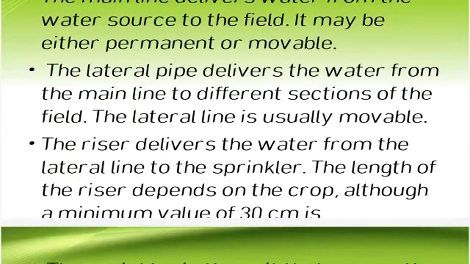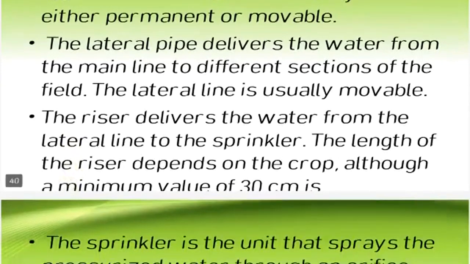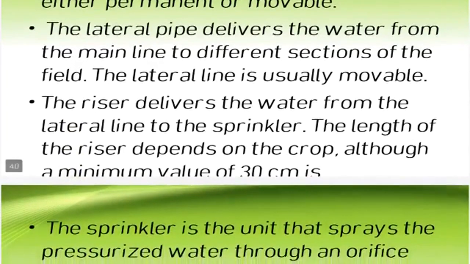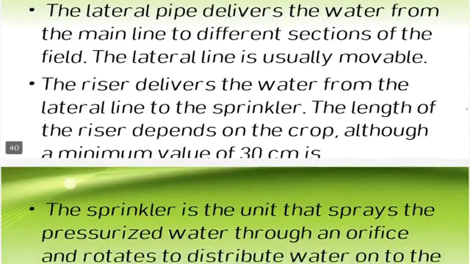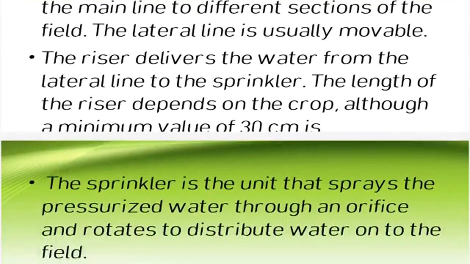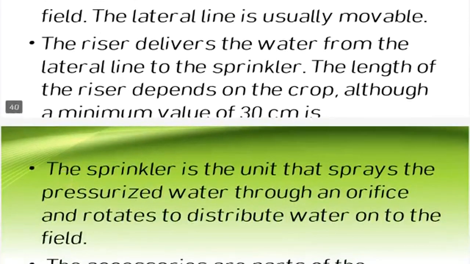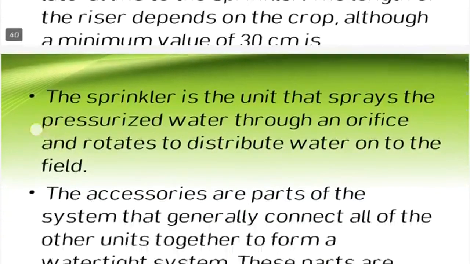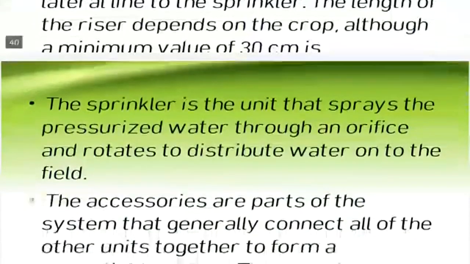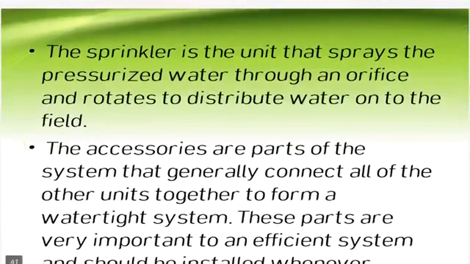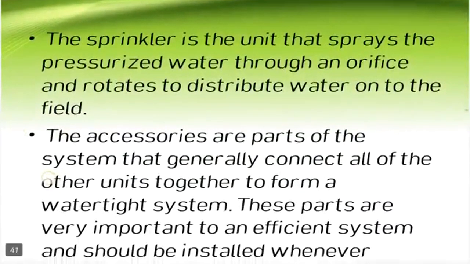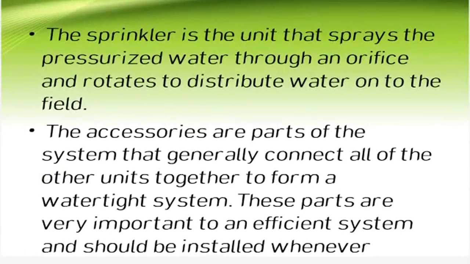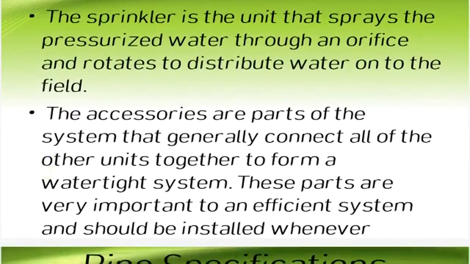The lateral pipe delivers the water from the main line to different sections of the field. The lateral line is usually movable. The riser delivers the water from the lateral line to the sprinkler. The length of the riser depends on the crops, although a minimum value of 30 cm is required. The sprinkler is the unit that sprays the pressurized water through an orifice and rotates to distribute water onto the field.